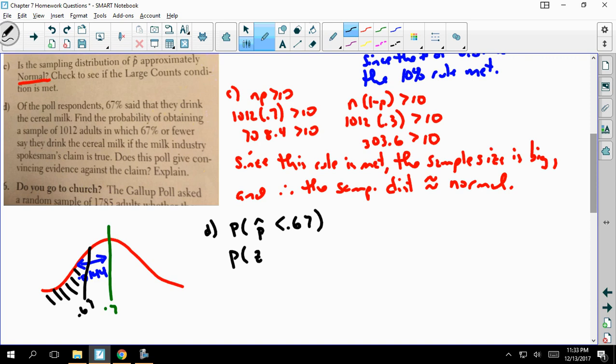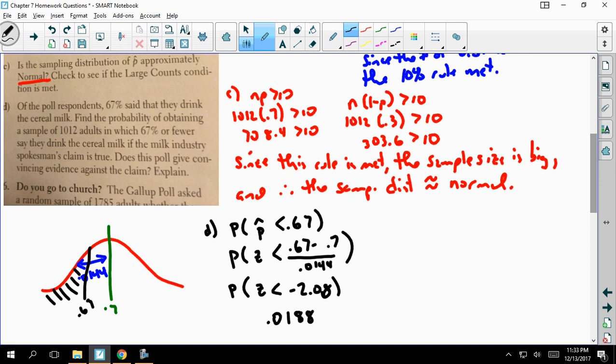So what's the probability that my sample would be less than 67%? I'm going to standardize it according to the mean that I got in part A and the standard deviation that I got in part B, and my z-score there is negative 2.08. And then since I know it's a normal distribution, I can use my normal chart and find that this area right here is 0.0188.